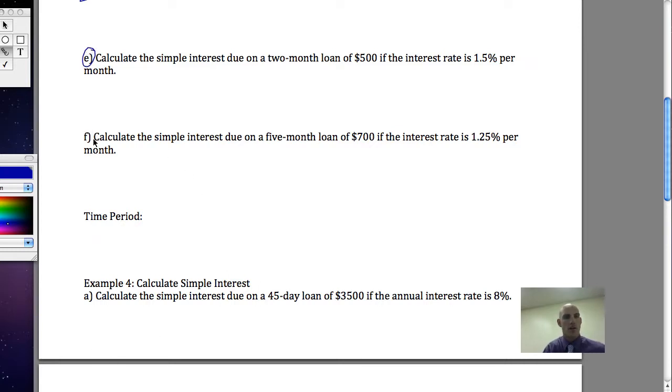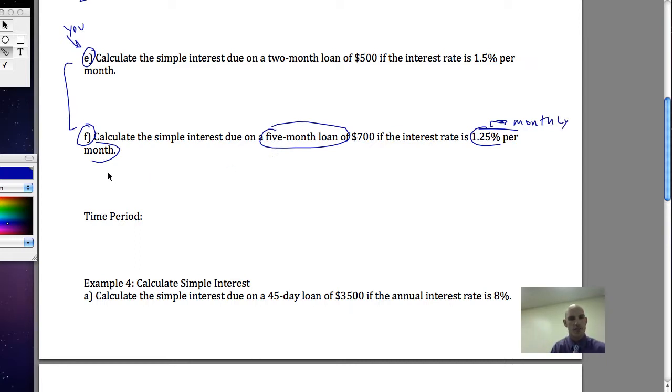And we are going to look at F. So E and F go together. You can try E on your own, and I'm going to go with this one. Notice the rate is 1.25% per month, and it's a 5-month loan. So this is monthly, so that's going to change our time period a little bit more.